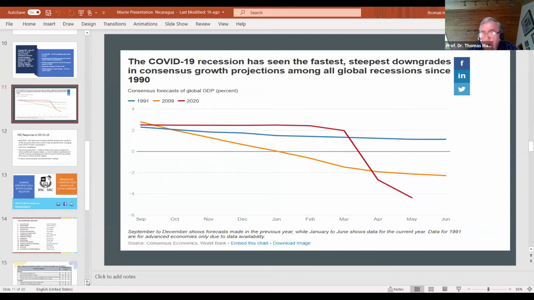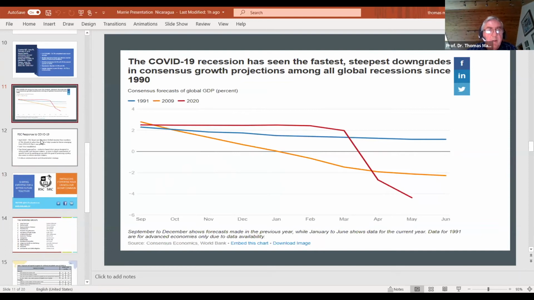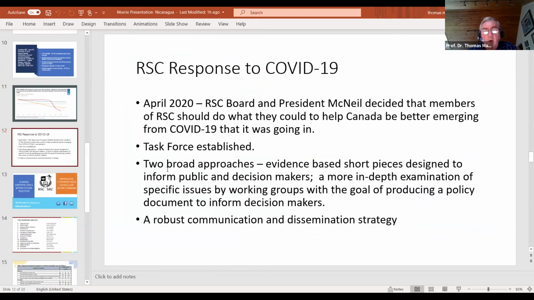What I wanted to do in the next few minutes was to indicate how the Royal Society of Canada has responded to COVID-19. So in April 2020, the board of the Royal Society and our president, McNeil, who's with us today, decided that the members of the Royal Society of Canada should do what they could to help Canada emerge from COVID-19 as a better society than it was going into it. A very much aspirational goal.